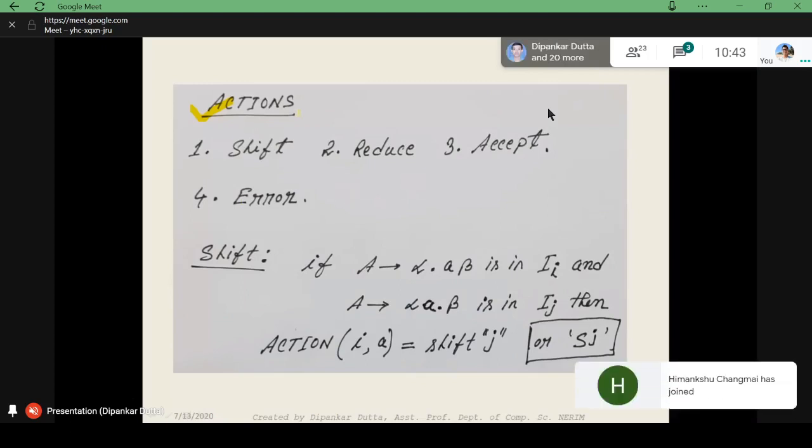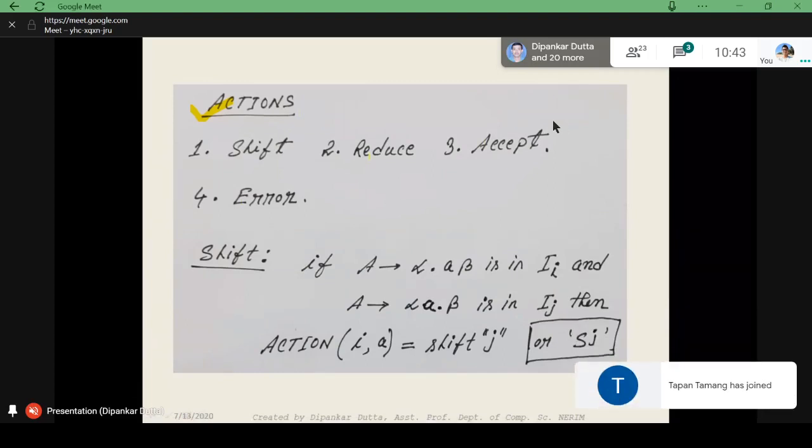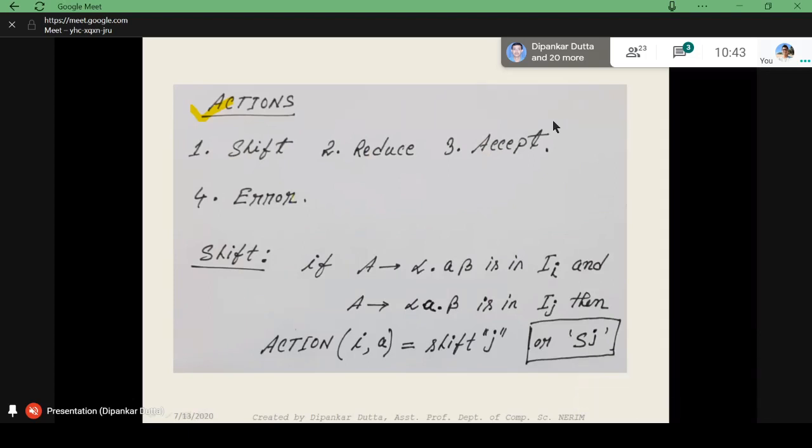This is a new concept for you, actions. Within the actions, we have four different actions: shift, reduce, accept, and error. So what is the shift action? In the shift action, if A implies alpha dot small a beta is in Ii, and A implies alpha a dot beta is in Ij, then action[Ii, a] is equal to shift j, or Sj.